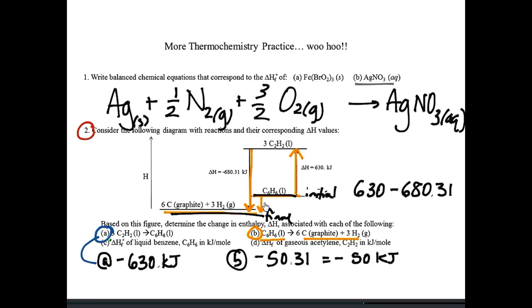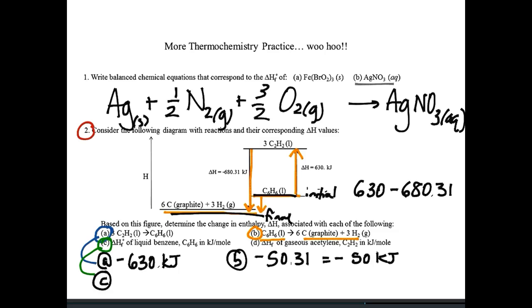It appears to be accurate to the ones place because there's a period right there. So there should be a dot here, negative 50 dot kilojoules. It should have 2 sig figs. That 0 in the ones place is significant.